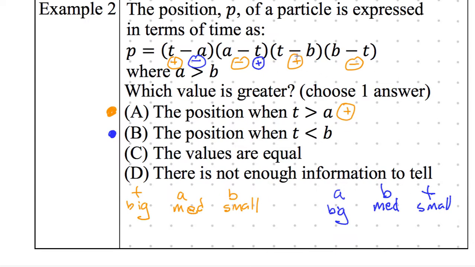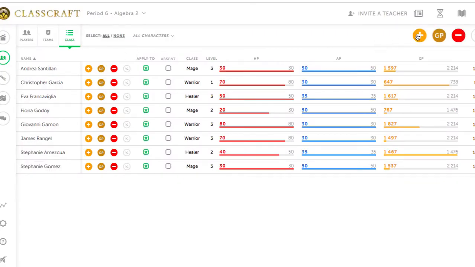All right, T minus B, positive or negative? Thumbs up, thumbs down. T minus B. Negative, I agree. And B minus T, positive or negative? B minus T now, positive or negative? Good, good, good, good. All right. All positive.